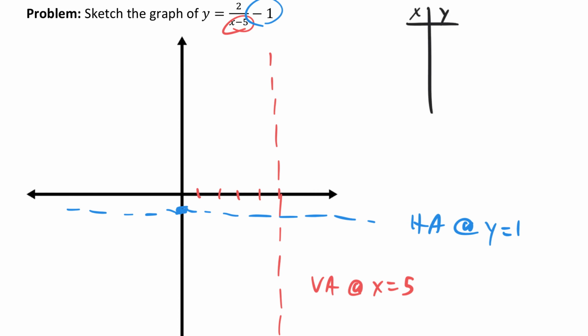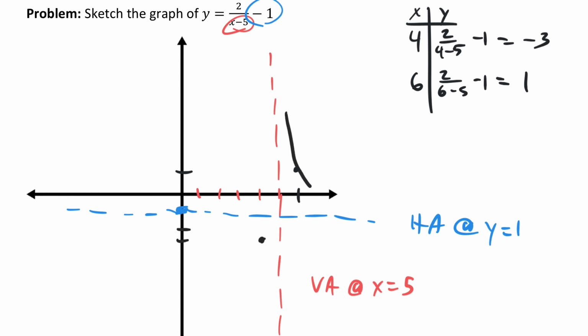I'll do 1 point on the left of the vertical asymptote, so 4, and I'll do 1 point on the right, so 6. When you plug in 6, 6 minus 5, so 2 over 6 minus 5 minus 1. So that's 2 over 1 minus 1, so that'll give you 1 right here. When I plug in 4, 2 over 4 minus 5 minus 1, that'll be negative 3. And then again, I just draw my swooshes.